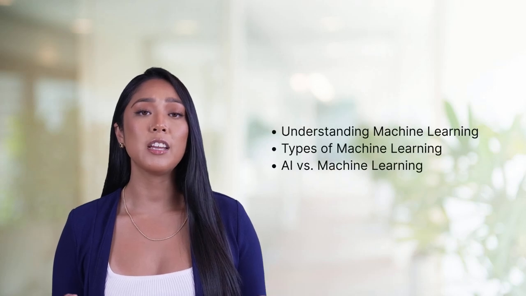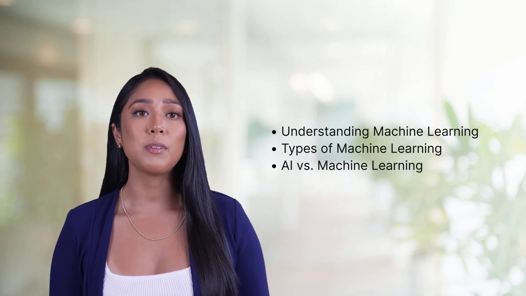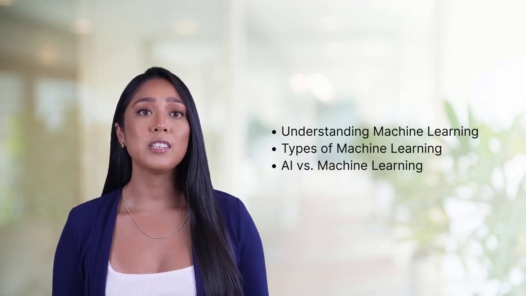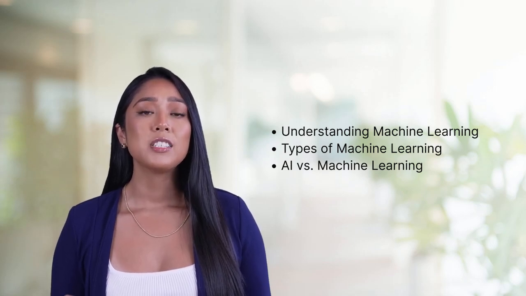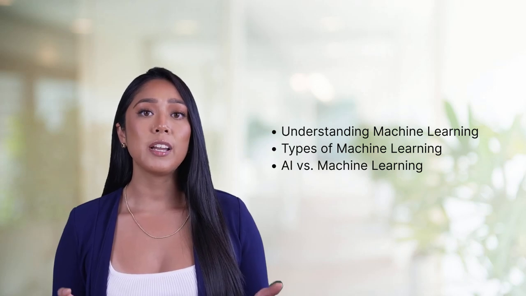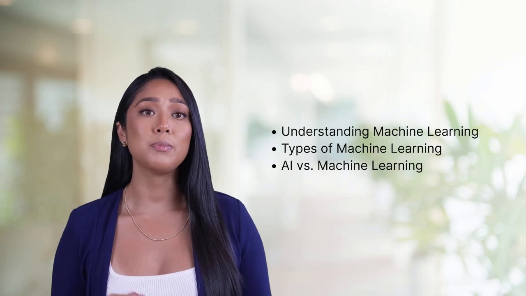Machine learning is a subset of artificial intelligence that enables machines to learn from data and improve their performance over time without being explicitly programmed. Instead of using hard-coded rules, ML algorithms identify patterns in data and use these patterns to make predictions or decisions. There are several types of machine learning.